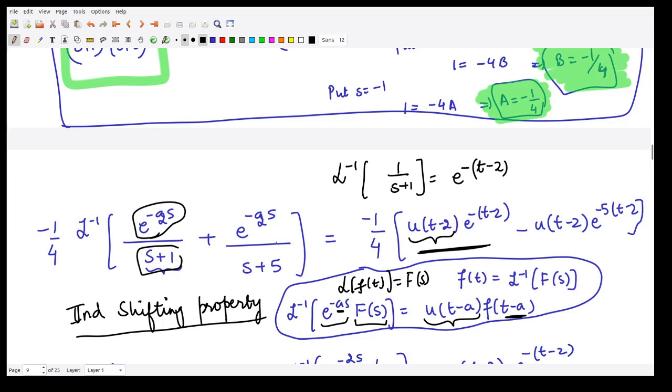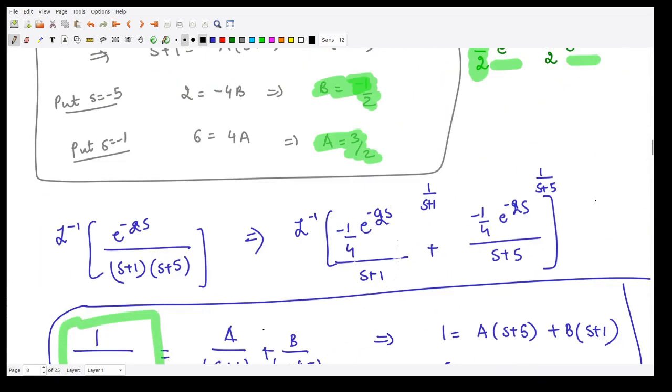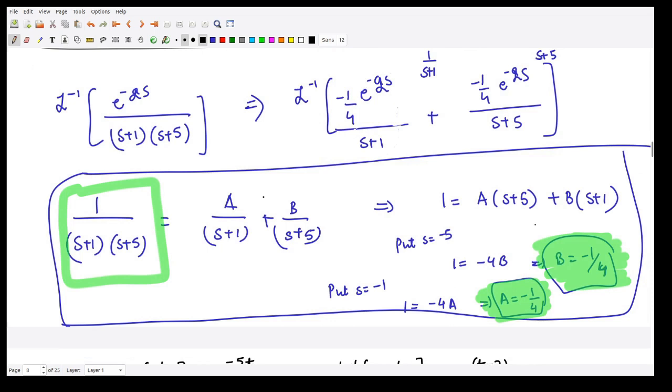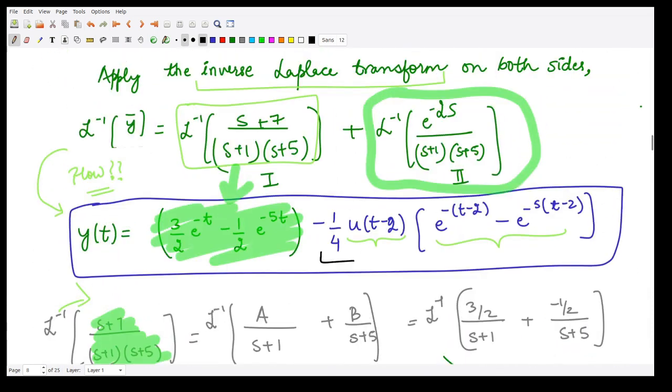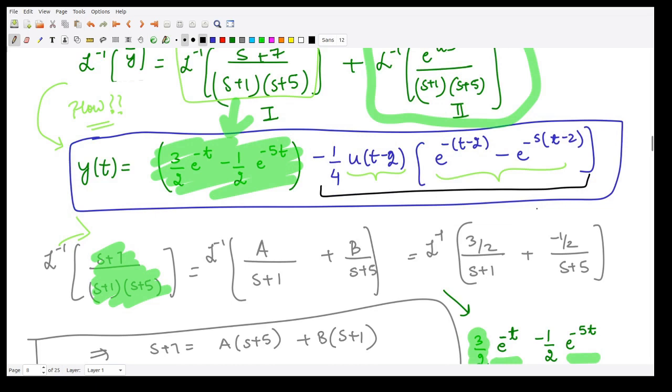And similarly for the second expression, we know the inverse Laplace transform of 1 by s plus 5 is equal to e to the power minus 5t. So instead of writing this t here, because of the presence of this term, using the second shifting property, we obtain the unit step function displaced by 2 units and then e to the power minus 5 into t minus 2. Okay, so this is how we obtain the inverse Laplace transform for this second term also. So this is y of t.